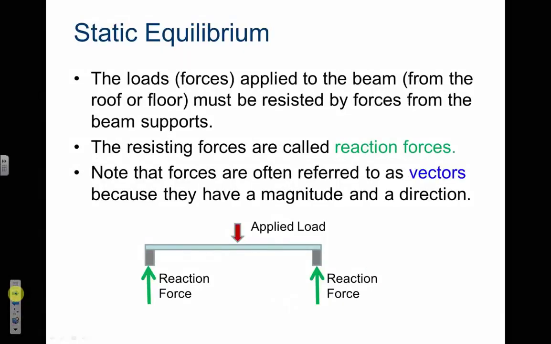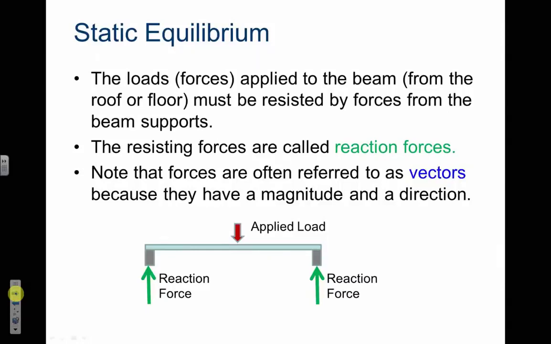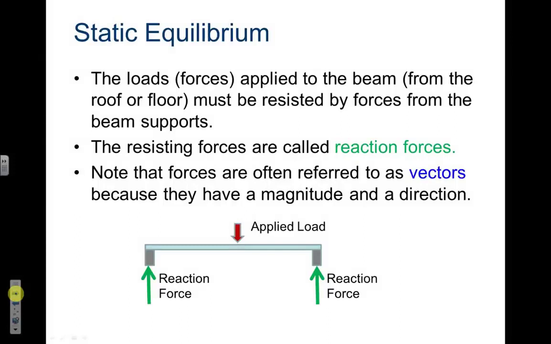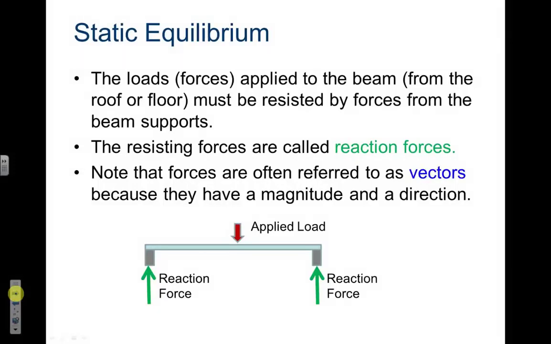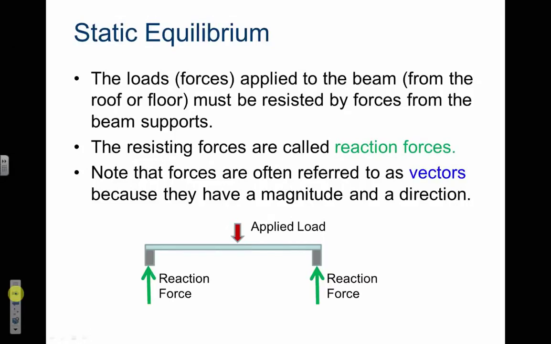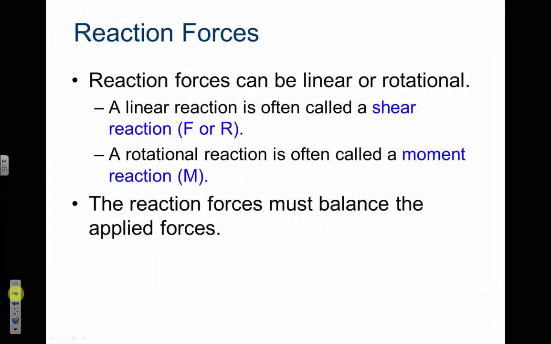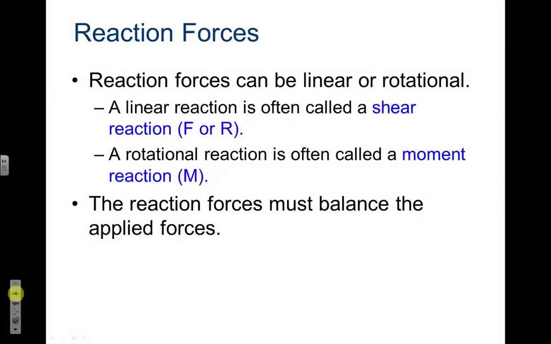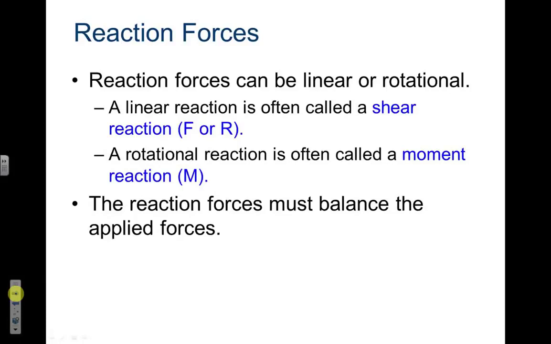The loads or forces applied to the beam from the roof or floor must be resisted by forces from the beam supports. The resisting forces are called reaction forces. Note that forces are often referred to as vectors because they have a magnitude and a direction. Reaction forces can be linear or rotational. A linear reaction is often called a shear reaction. A rotational reaction is often called a moment or a moment reaction. The reaction forces must balance the applied forces.